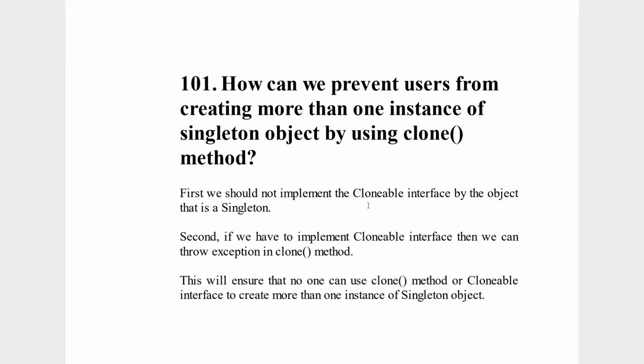So for this video, we will go with the next question. How can we prevent users from creating more than one instance of a singleton object by using the clone method? So first of all, we should not implement the Cloneable interface in the object that is a singleton. Second, if we have to implement it, then we can throw an exception in the clone method. So whenever you are implementing and writing a clone method, you can throw an exception that the clone method cannot be used.